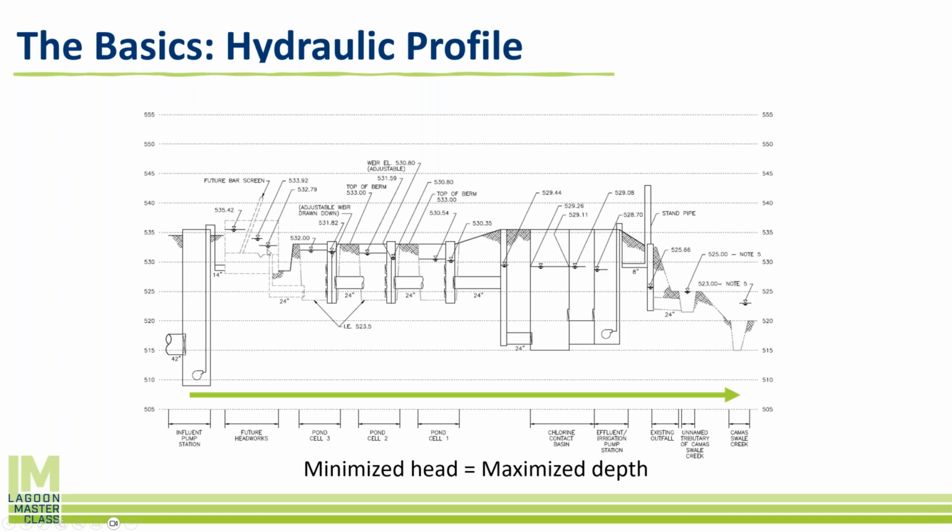That's quite a bit. And then you'll see they try to minimize the head loss as the water moves through the different cells. So it moves from 532.79 to 532, transferring from the end of the headworks to the beginning of this first cell, which is called pond 3. The cells are named backwards. There's a 0.79 foot head loss as you go across the continuum.